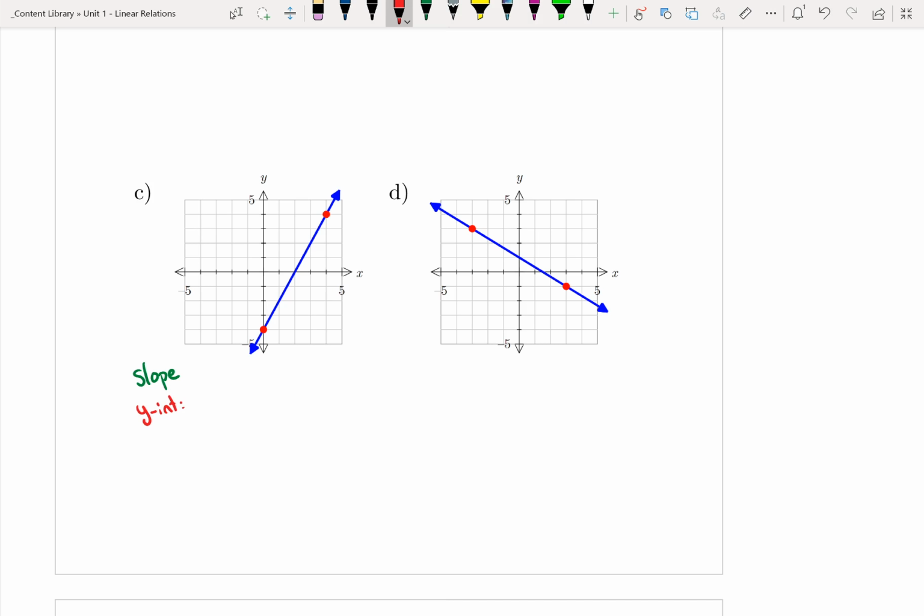The nice thing about lines is that we can easily see where they cross the y-axis. Remember, the y-intercept is where the line crosses the y-axis, which we can see here. So if I look at my blue line, it crosses the y-axis at this point, which is my y-intercept, and the value of that point is -4. So my y-intercept is -4. For my slope, I can figure out using rise over run.